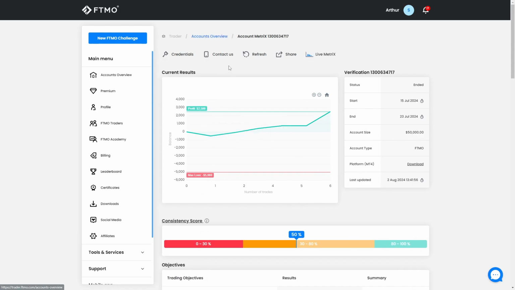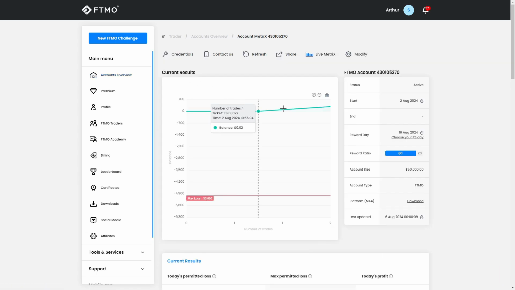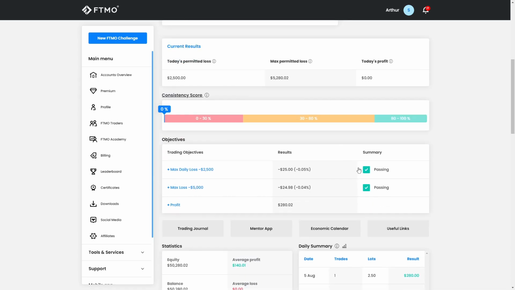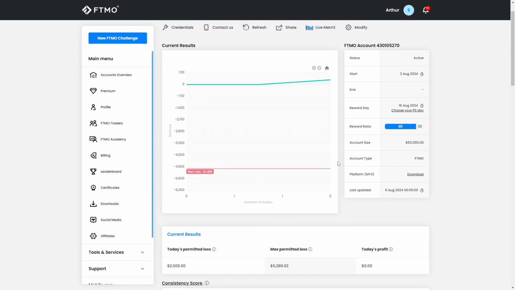And I managed to secure a payout on the live account as well, as you can see right here, which was on Monday this week. So I believe it was the 5th of August. Let me check. Yeah, 5th of August, I secured that $300 payout. And I'm still waiting on this payout, so I'll keep you guys updated on how that goes.